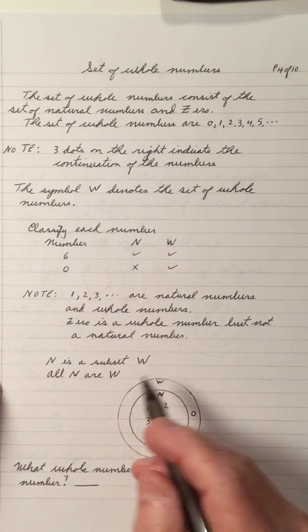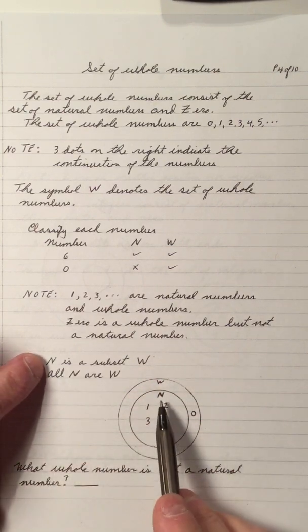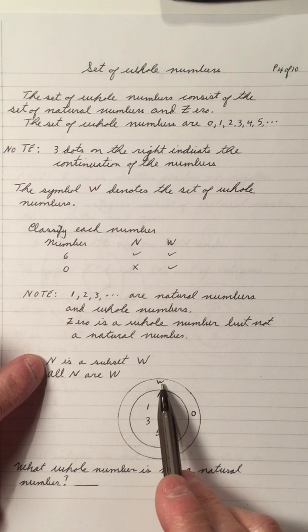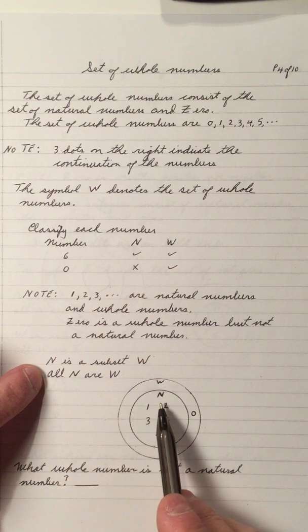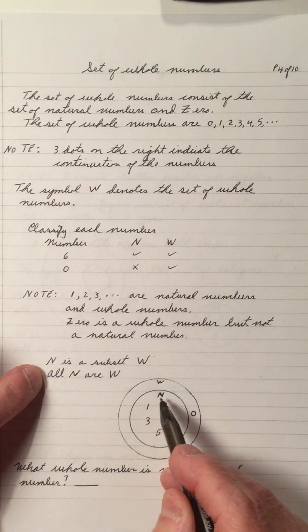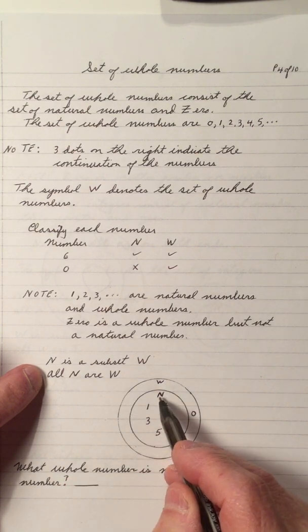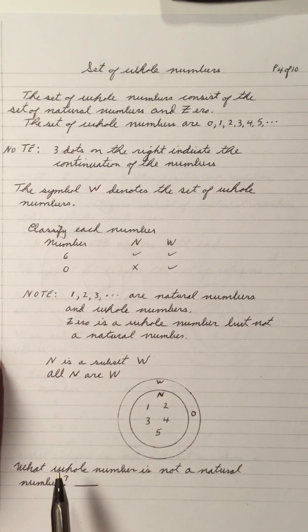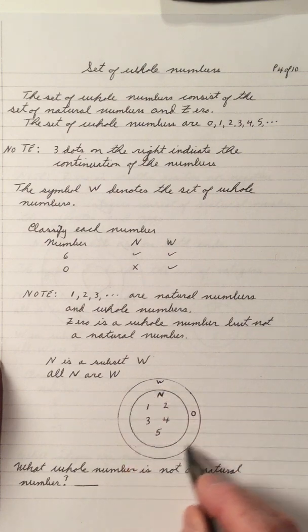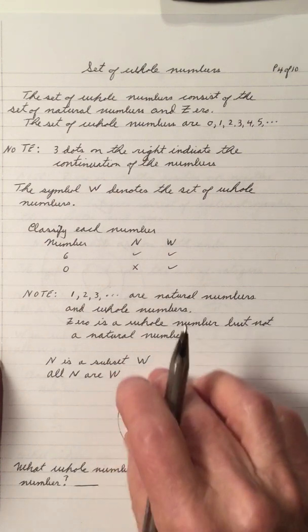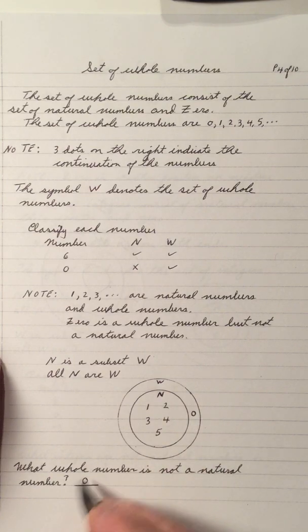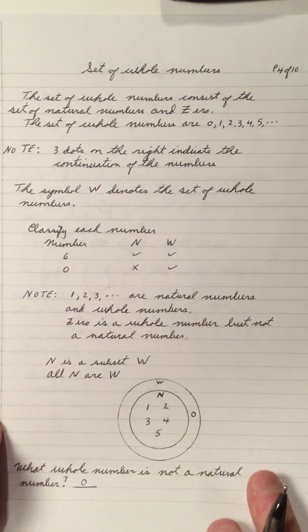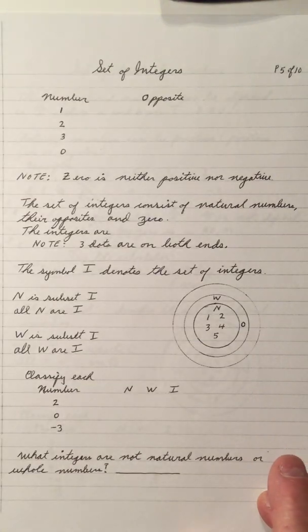Now, it's said that N is a subset of the whole numbers, because all natural numbers are whole numbers. Notice that subset is a part of, so the natural numbers are part of the whole numbers. What whole number is not a natural number? What whole number in here, inside of this big circle, is not a natural? So you can see it's a 0. It's not natural, it's a whole.